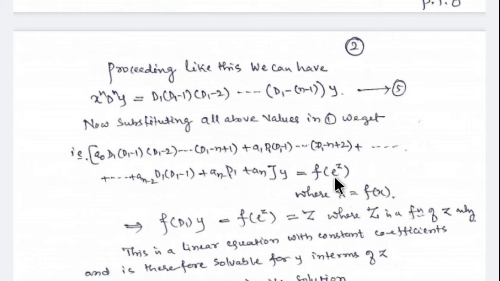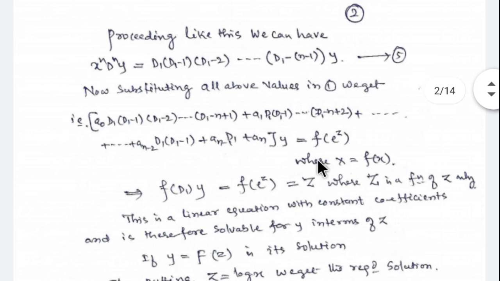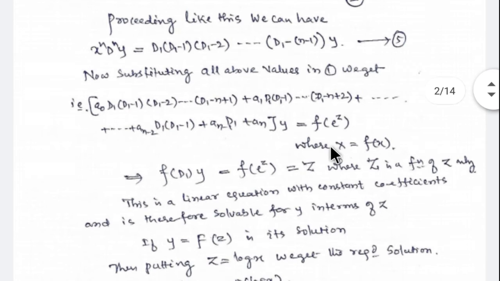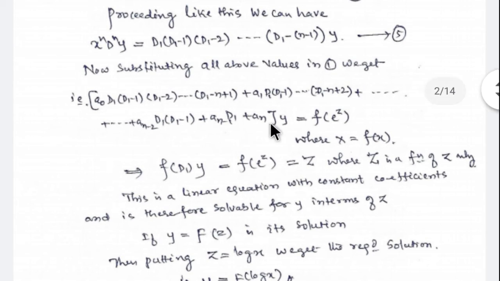Capital X means it is a function of x, f of x. In that f of x, we have taken the transformation x equal to e raised to z. So x is replaced by e raised to z on the RHS side. Where capital X is written, I have mentioned f of x. So in f of x, x is replaced by e raised to z. Generally, this is a function of D1, you say f of D1.